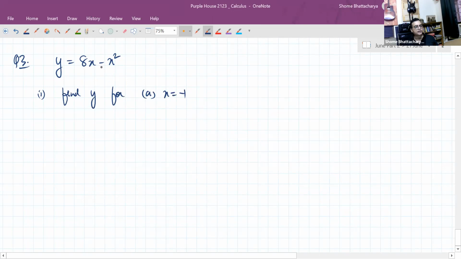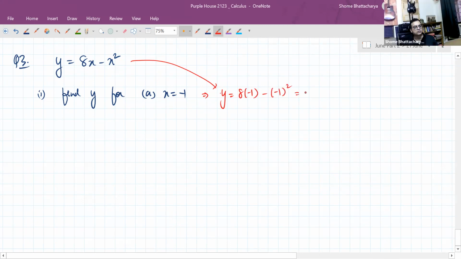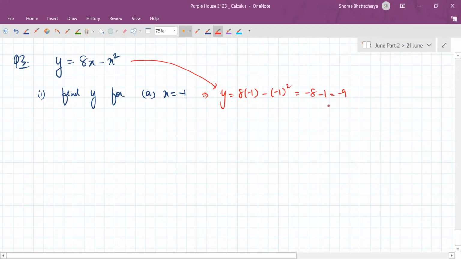So how do you find the value of y? Just plug in the value of x as -1 here. So substitute. So y will become 8 into -1 minus (-1) square. That is -8 minus 1. So it becomes -9.